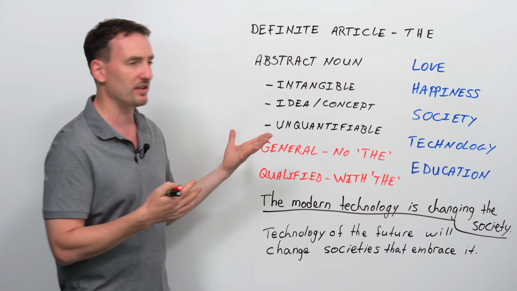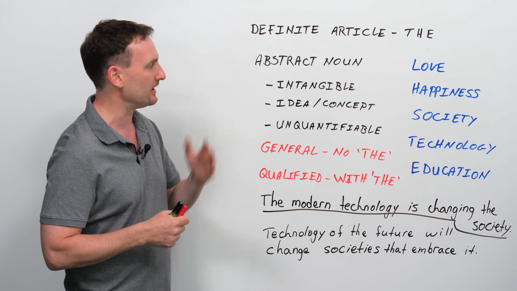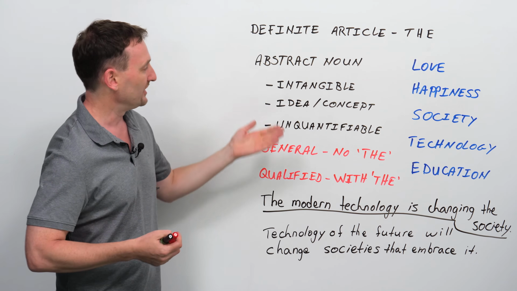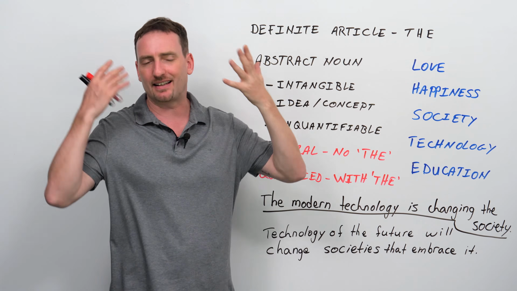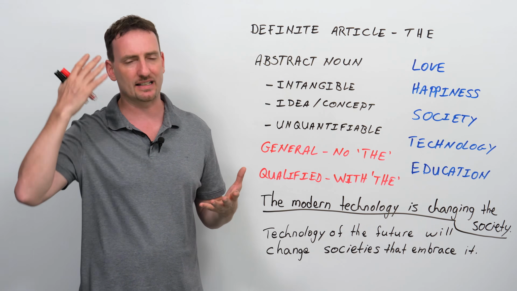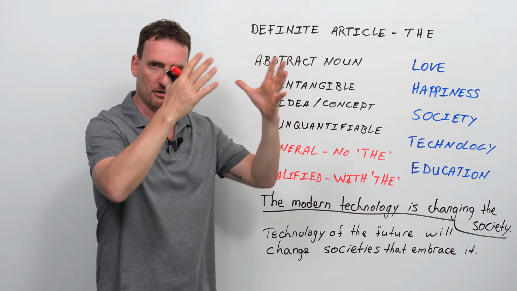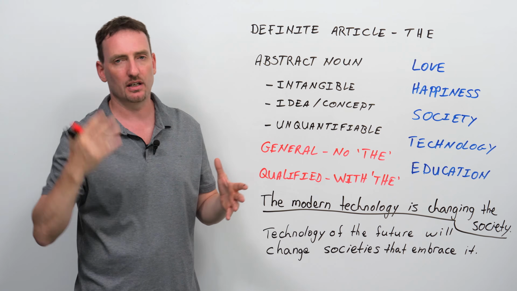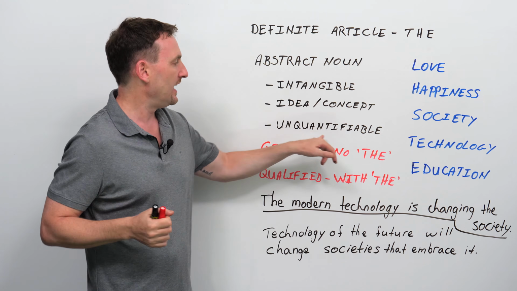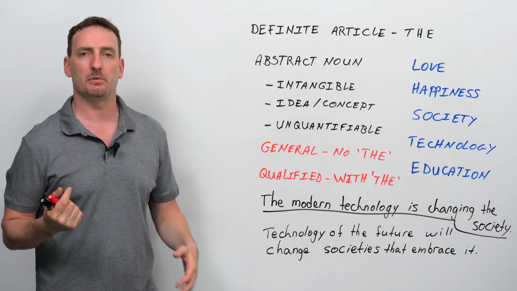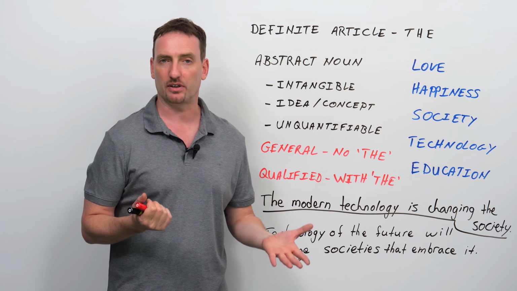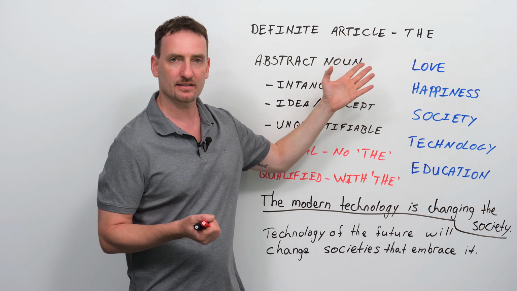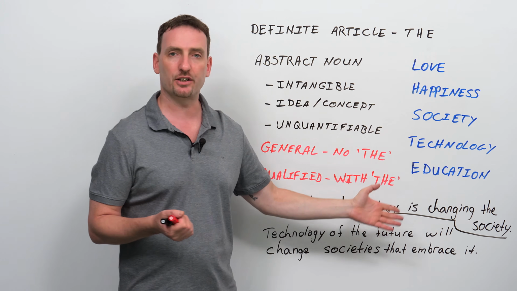Okay, so you can't use any of these senses, you can't hear it, but it's definitely still a real thing, okay? Usually it's because this real thing is just an idea or a concept. Basically, it's in your mind. It's not a real thing physically or like you can't touch it, but it's in your mind, it's a real thing. And generally it is unquantifiable. It means you can't measure it, you can't count it, okay? So some examples are love, happiness, society, technology, and education.